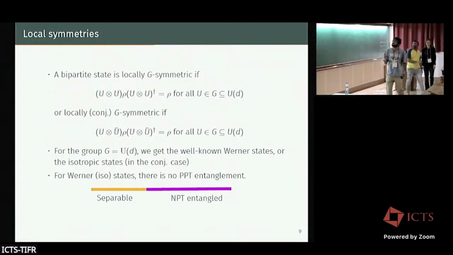Yeah, so this is the covariant condition, and then you can also have the conjugate condition, and this is for a subgroup of the unitary group. If you look at the full unitary group, you get the well-known Werner states, or in the conjugate case, you get the isotropic states. It was proved long ago that for Werner states there is no PPT entanglement. There are two classes of Werner states, which are separable and non-PPT, and which are entangled. So they are not rich in the PPT entanglement case.